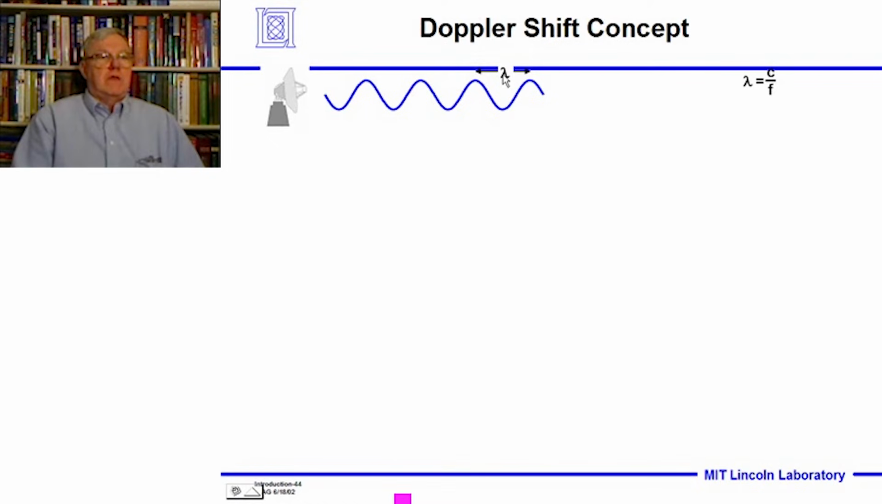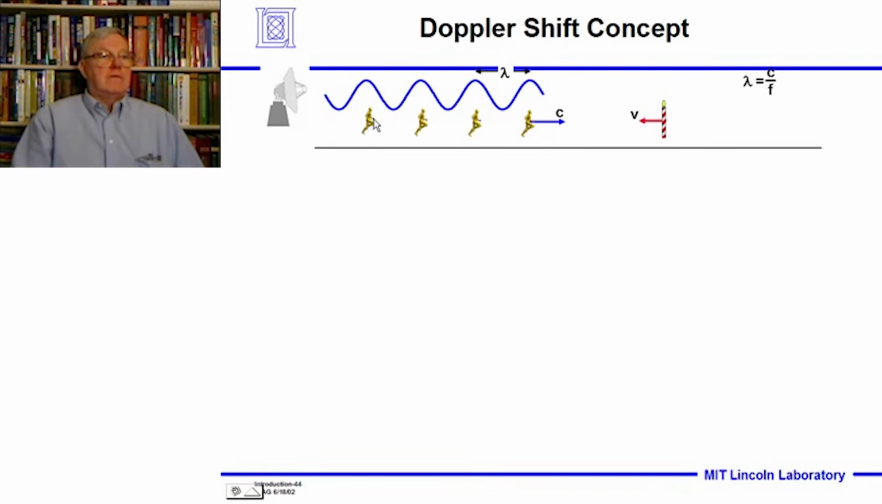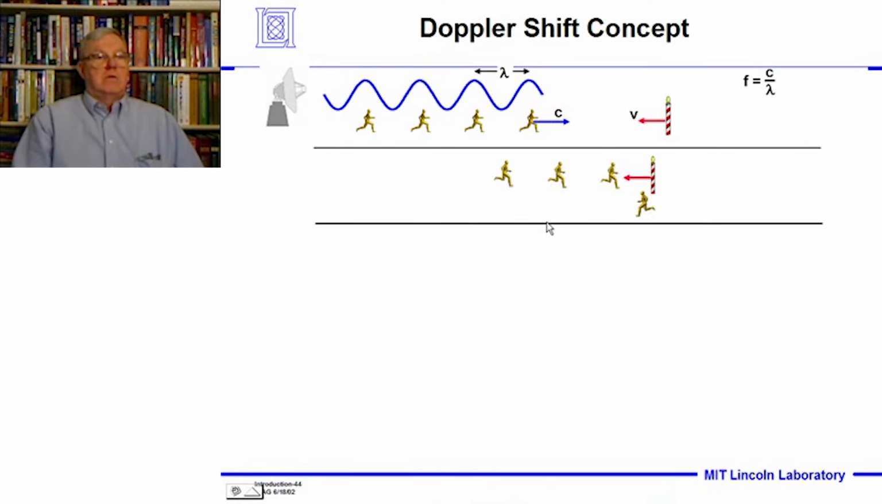We have a wavelength here, and we're sending out a pulse of energy. Remember, the wavelength is equal to the speed of the wave divided by the frequency. And say we have a little man here, right at all the peaks. And they're moving at the speed of light, and here we have our target. And it's moving towards the man at a velocity v. Okay? Now, when the first man hits that target and comes back, he's going to head back.